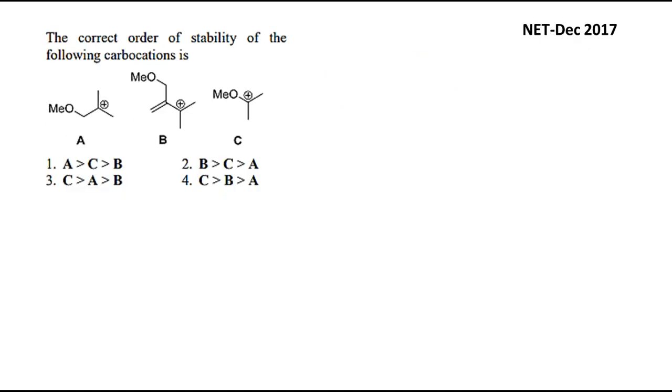Again, correct order, that is a stability related problem: the correct order of stability of the following carbocations. Now all these carbocations, if you consider 1 degree, 2 degree, 3 degree, are basically 3 degree. So on the basis of that, you cannot do anything. Next, in case of A, there is no resonance possible, which is there is no double bond, and also the heteroatom oxygen is not close to the positive charge. So here it is not possible.